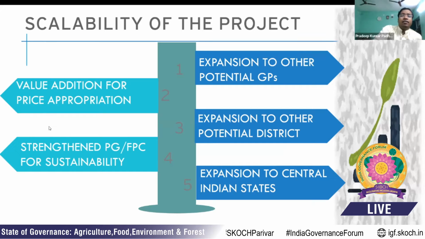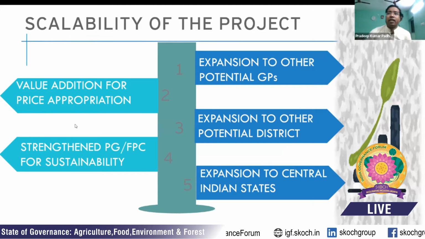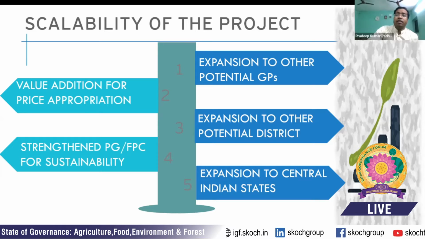When the deputy director horticulture and all the line departments check out, just leave the project, the particular PG or FPC will sustain the project for their own benefit. And definitely, sir, apart from Orissa, it can also expand to other central Indian states where there is tribal habitation, where tribal communities are living, and institution creation, and all those really needy farmers can get benefit out of such a type of FPC project.